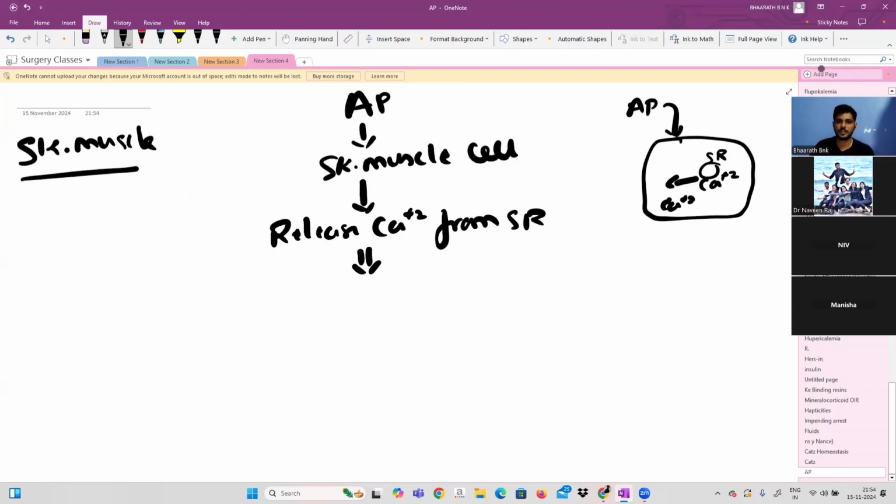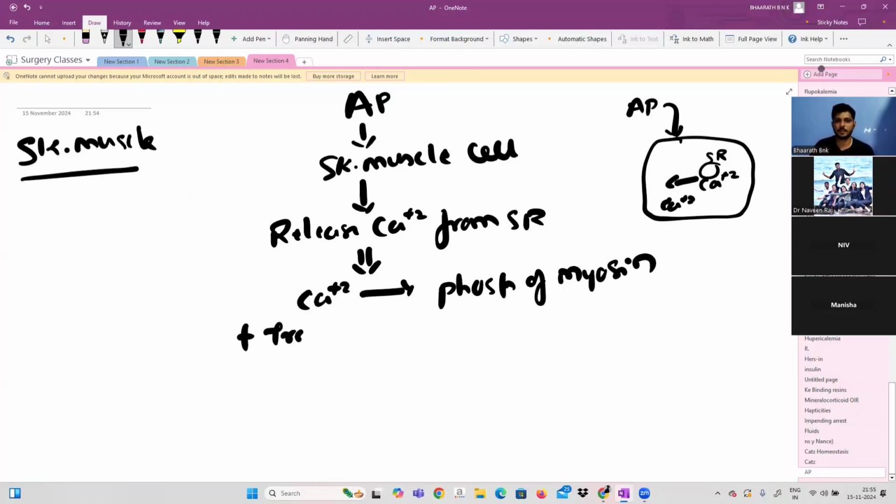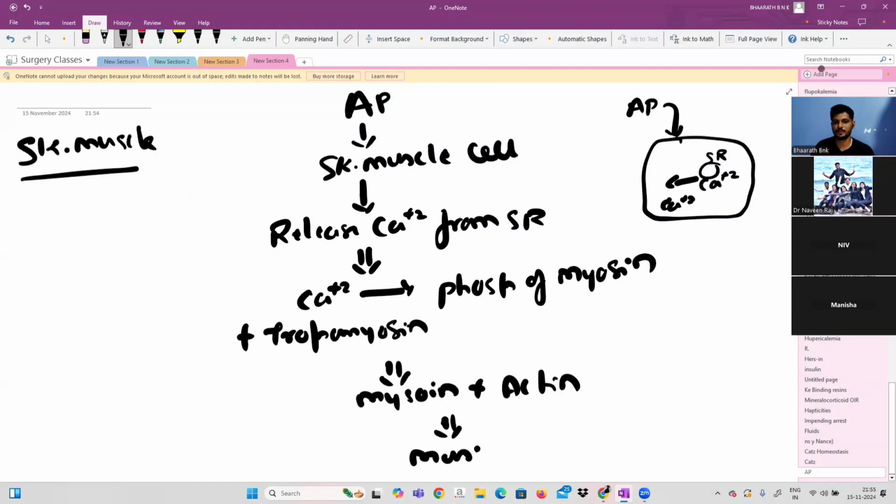Now this released calcium will cause phosphorylation of myosin. So this combines with calcium, combines with tropomyosin, and it causes the phosphorylation of myosin. Now this myosin can bind with actin, and once myosin-actin binding happens, there is muscle contraction. So what you need to understand here is whenever action potential reaches the skeletal muscle, the calcium is released from the endogenous stores of the sarcoplasmic reticulum.